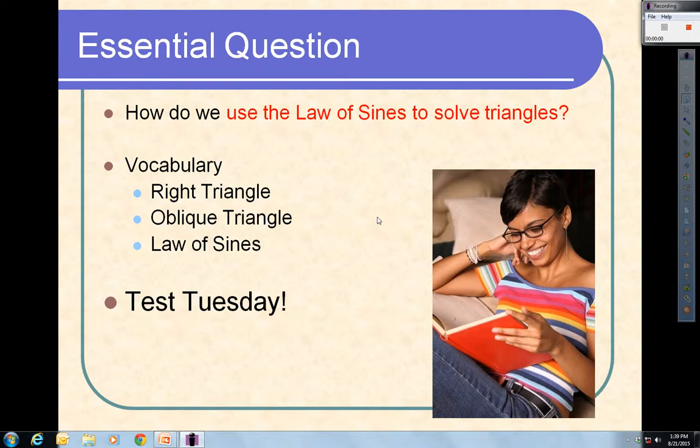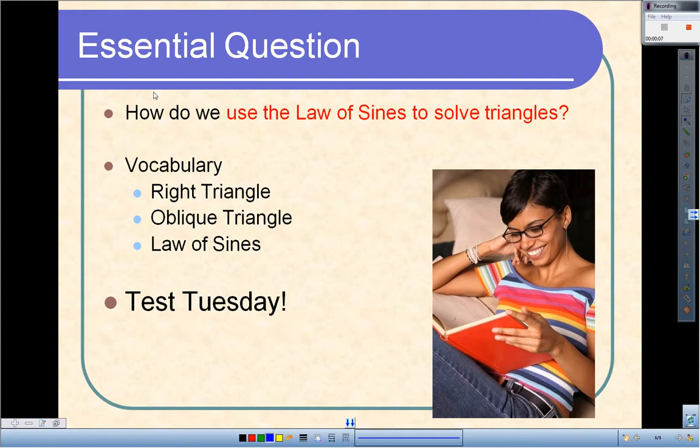Alright guys, your essential question for today is how do you use the law of sines to solve triangles? Your vocabulary are right triangle, oblique triangle, and law of sines. You will have a test over this material at a later date.